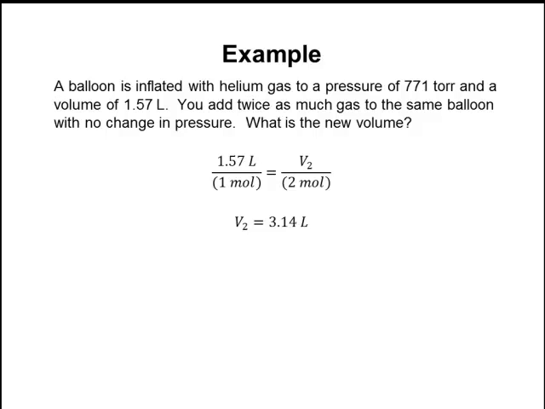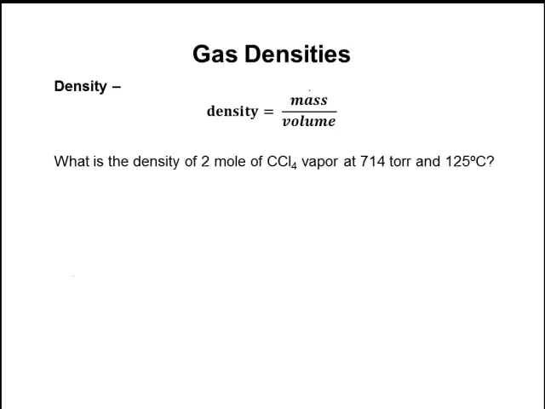We can even use this for other things about gases. For example, densities. If I want to know the density of a gas, what's the formula for density? Density is equal to mass over volume. So let's say I take 2 moles of a carbon tetrachloride vapor at 714 torr and 125 degrees Celsius, and I want to calculate the density of that gas under those conditions. How am I going to get density? Well, I need to know a mass. I need to know a volume.